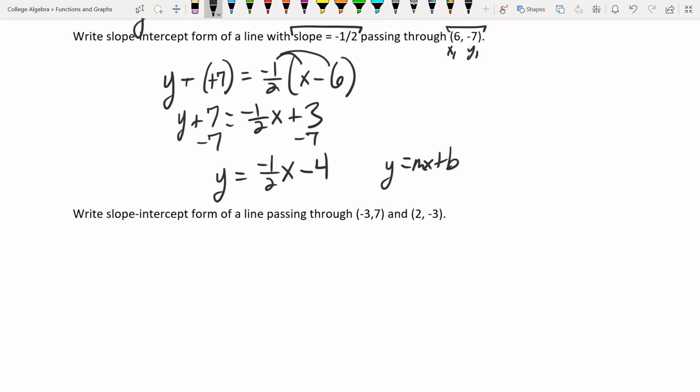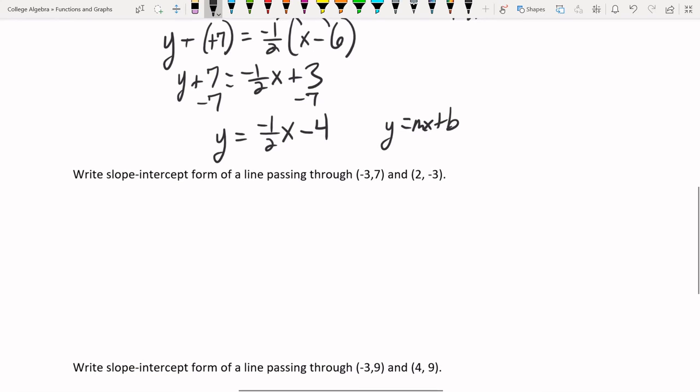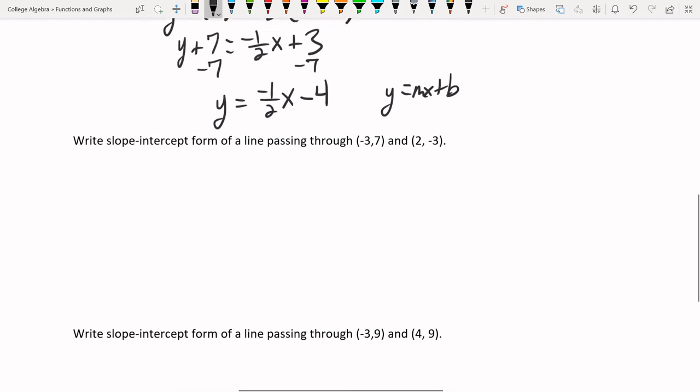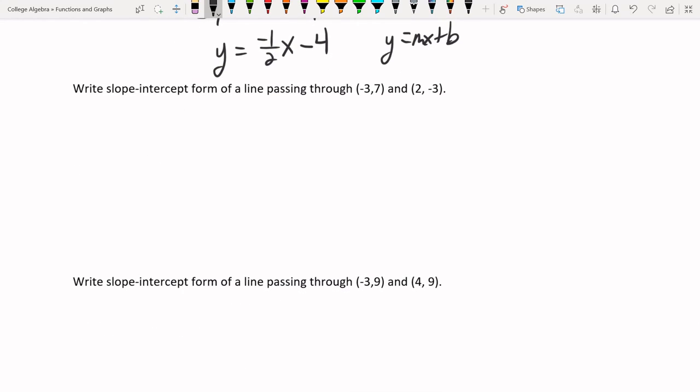All right, write the slope-intercept form of a line passing through (-3, 7) and (2, -3). The most important piece of information, the slope, is not here. So the first step we're going to do is find the slope. We need to know the slope.